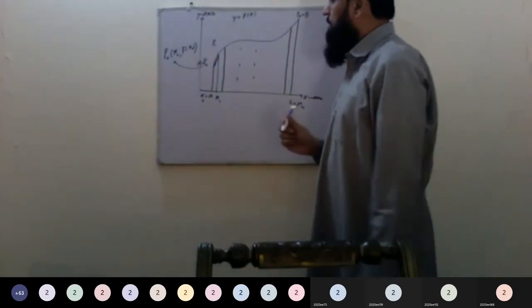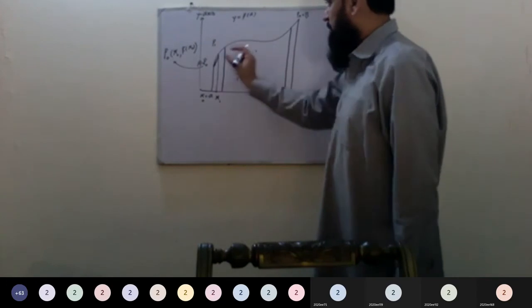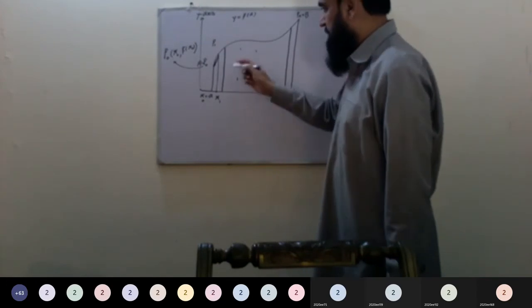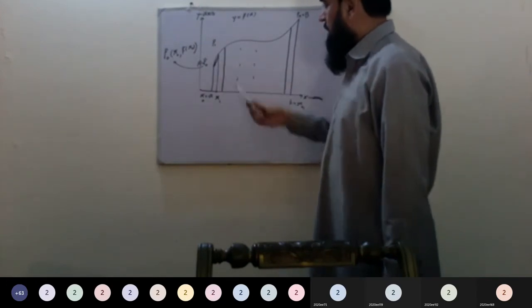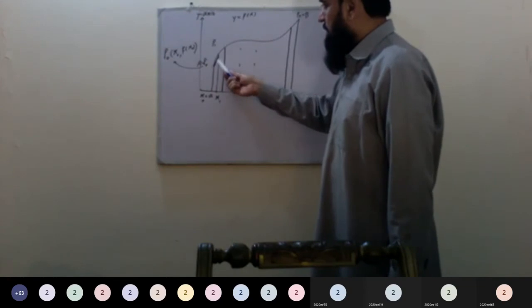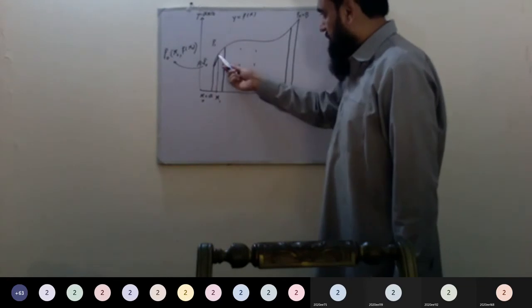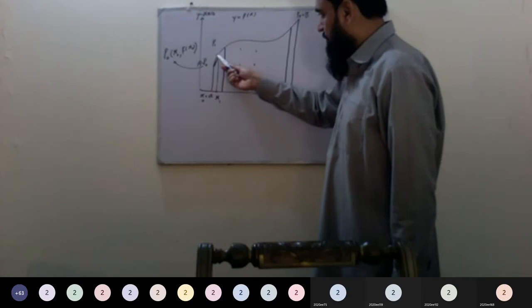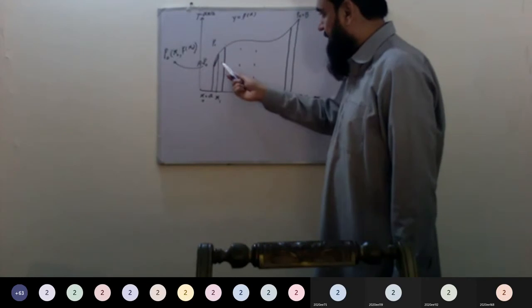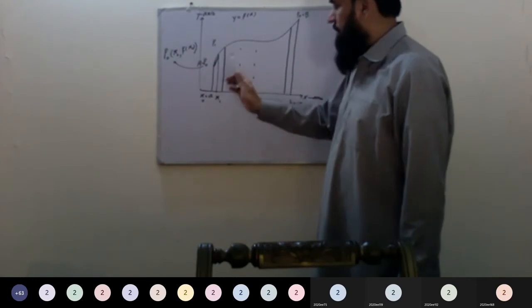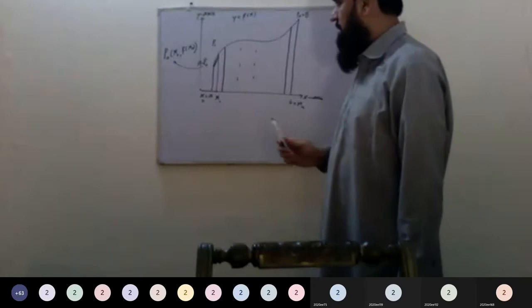We subdivide the complete portion of the curve into small portions. So the first piece of the curve is there. By joining the points P0 and P1, this is going to be an arc, and here you go with the chord. We know the definition of chord.